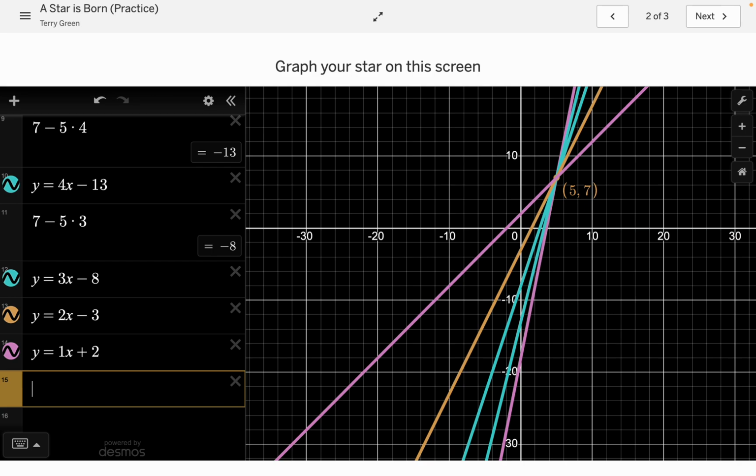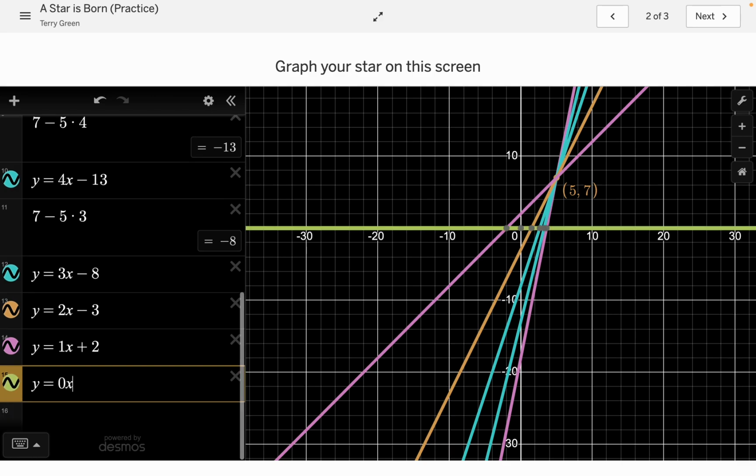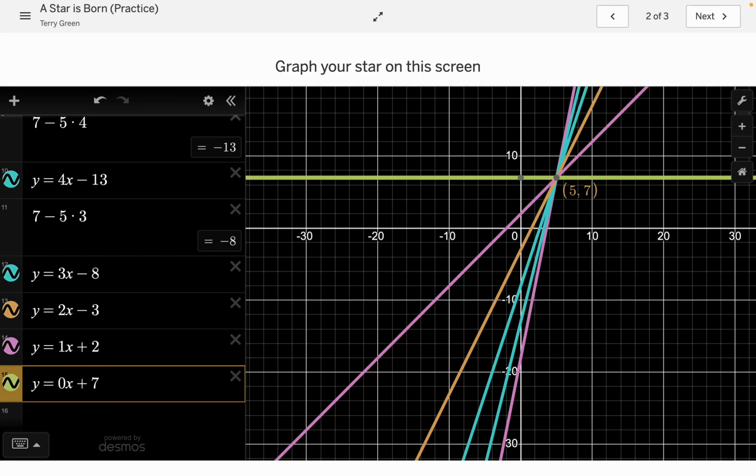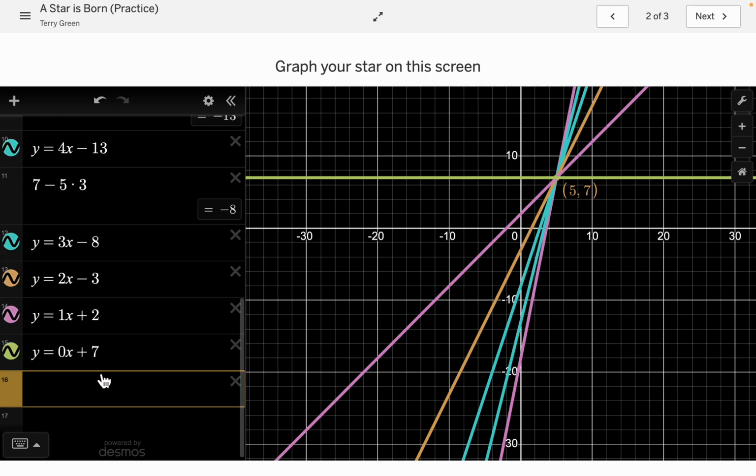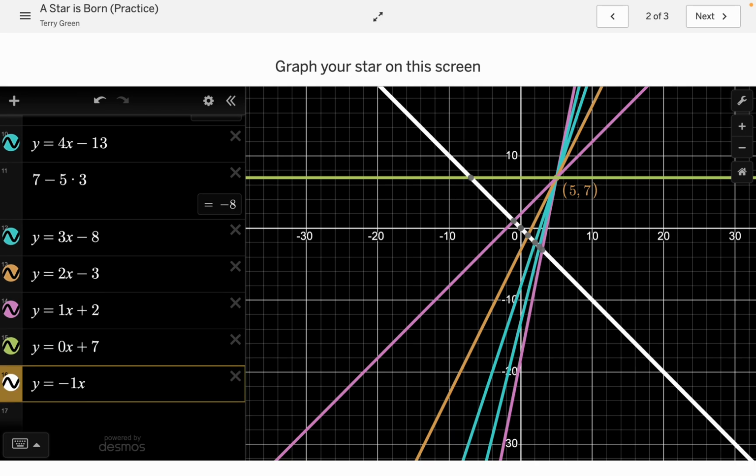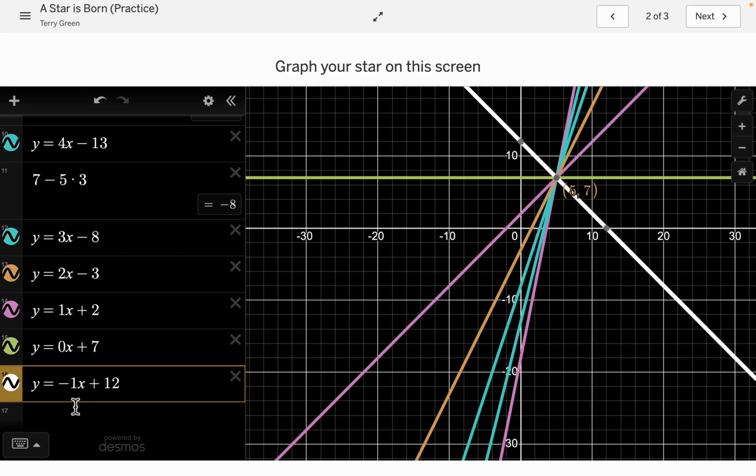My next slope is going to be 0. So I can go ahead and put in a 0x plus, I'm going to add 5 to that 2 and get a 7. See, it goes to that point. Let's keep going. Now, keep in mind my slope is still going down by 1. So now I'm at a negative 1x. And I've got to add 5 to that 7. That's going to give me a 12.